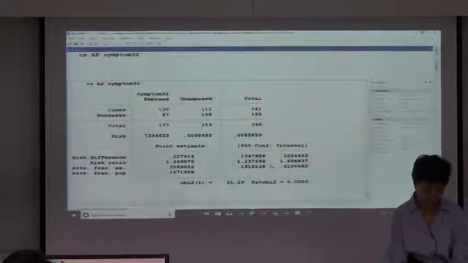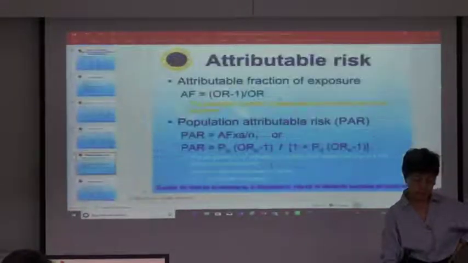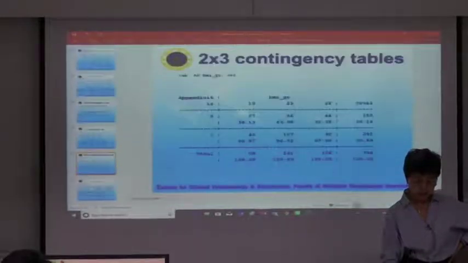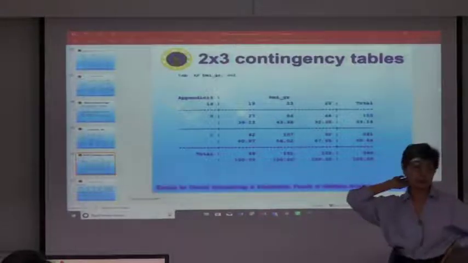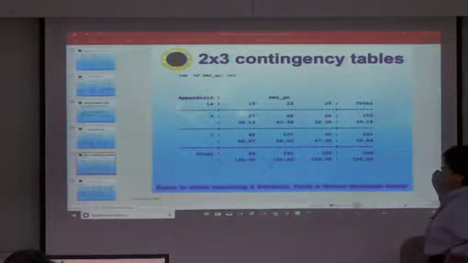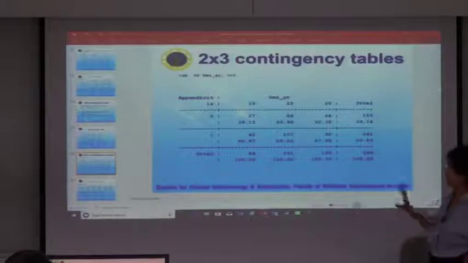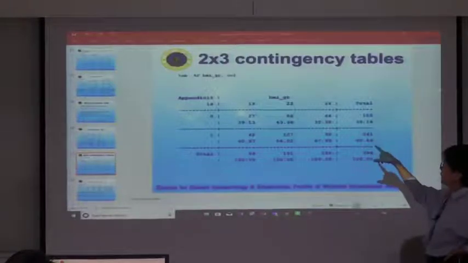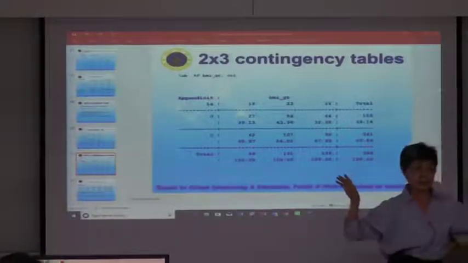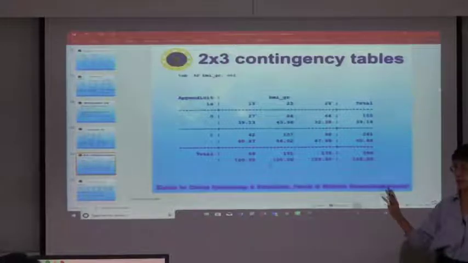Okay, then we move on. I have talked all about this, and we estimate the risk ratio. Now we move to a 2x3 table, not a 2x2 table, or a 3x2 table, in case another study factor has more than two groups, for example BMI. BMI is continuous data, but sometimes we can categorize it according to the reference range.